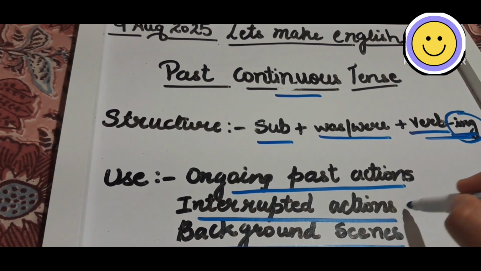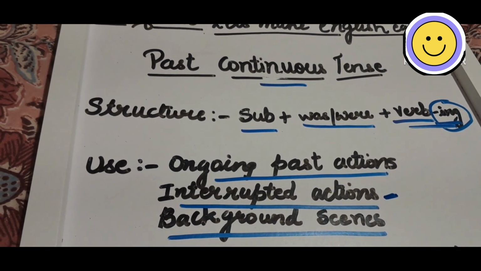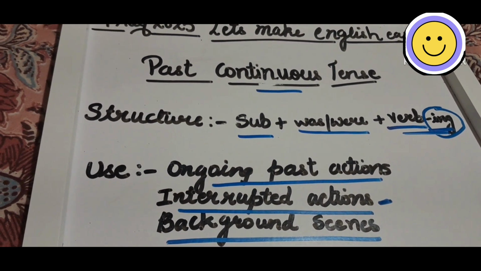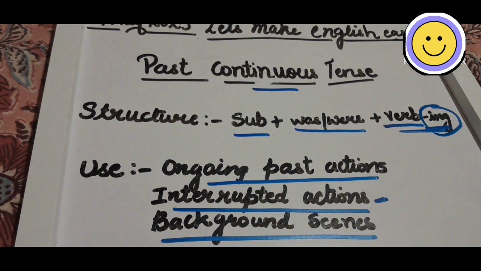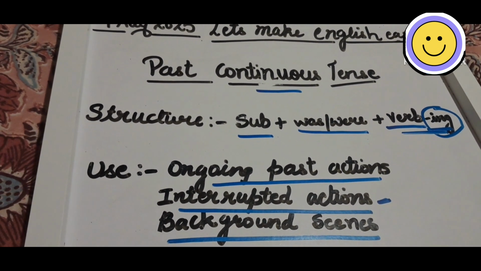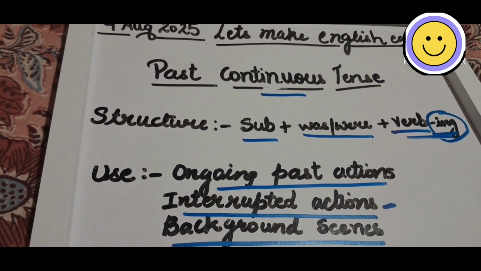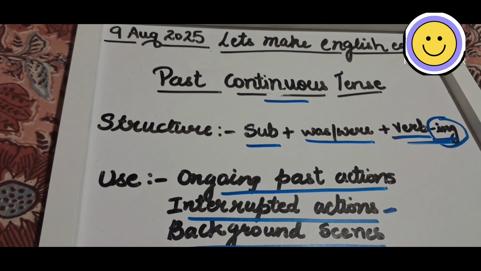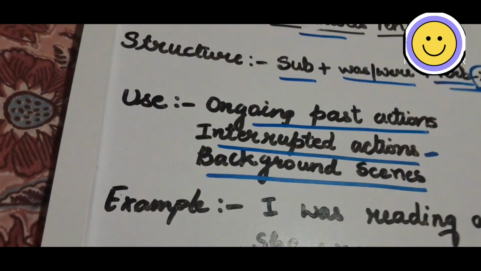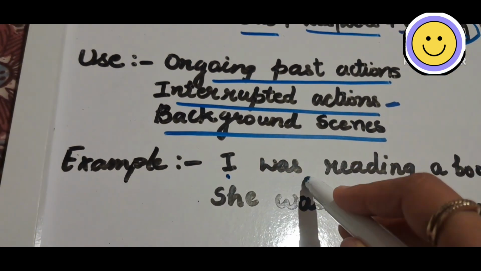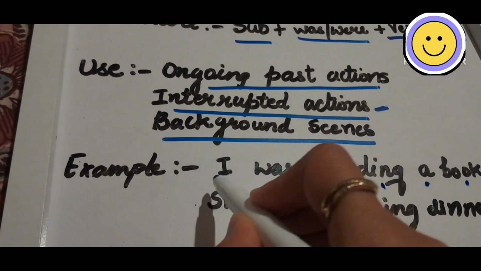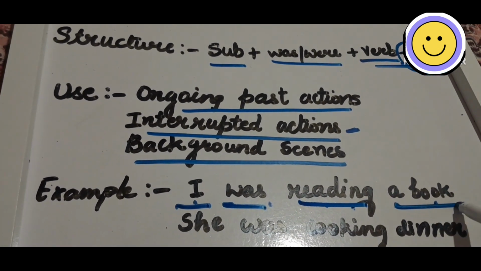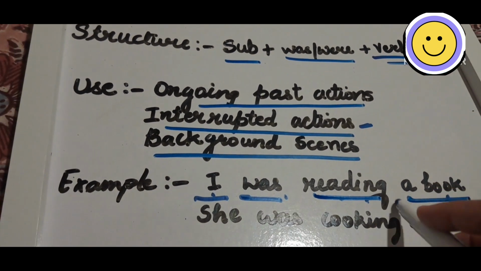Interrupted actions means when one action was in process and the other started in between. Okay, like she was cooking when I arrived. She was already cooking, that action was continuous, and the moment it was in action, I just arrived there. Okay. Next, for example, I was reading a book. Subject was reading a book. Okay, I was reading a book.